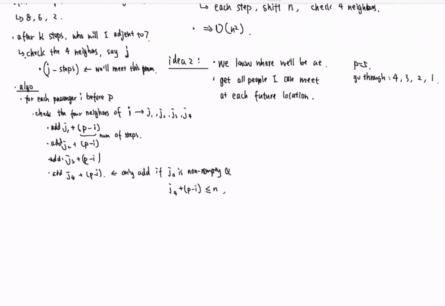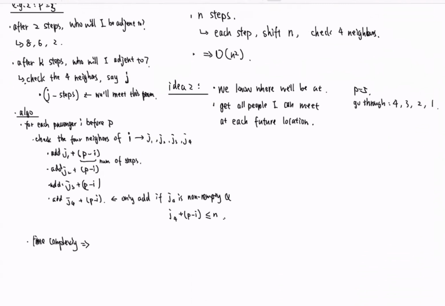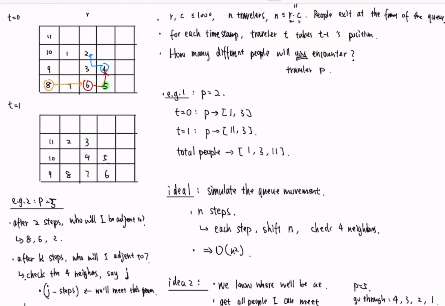So what's the time complexity? We only need to check the P passengers before me, and the greatest P is just N. So we check N steps, and for each step we check 4 numbers, so N times 4. Finally, we get an array of all the people we encounter and deduplicate it. We just use a set, which takes O(n) time. So it is O(n) time complexity, which is 10 to the 6th.